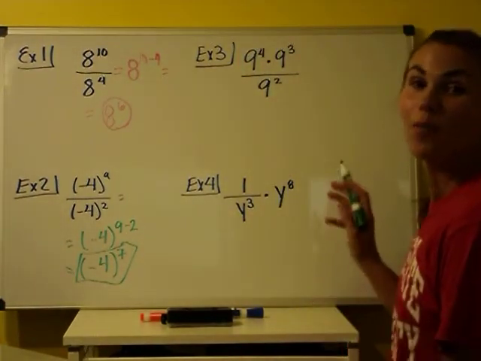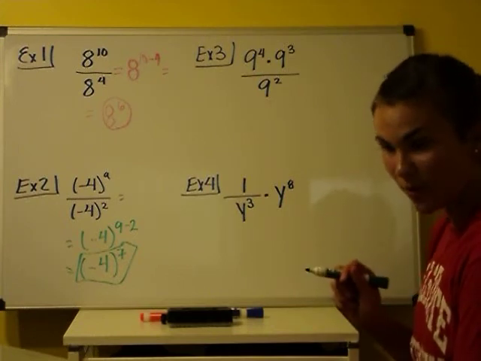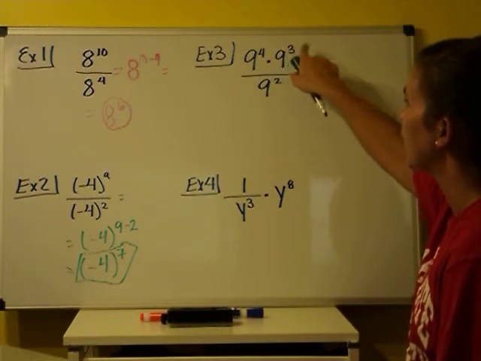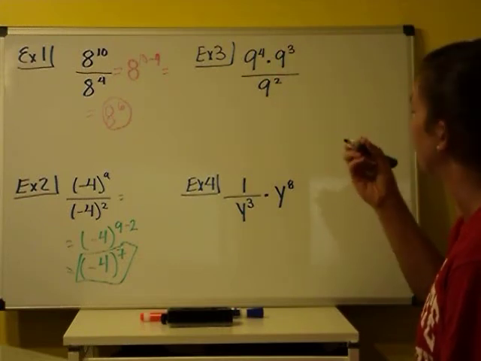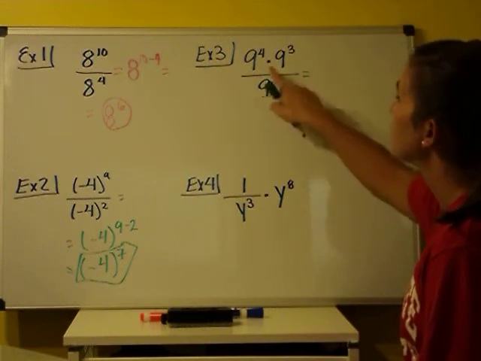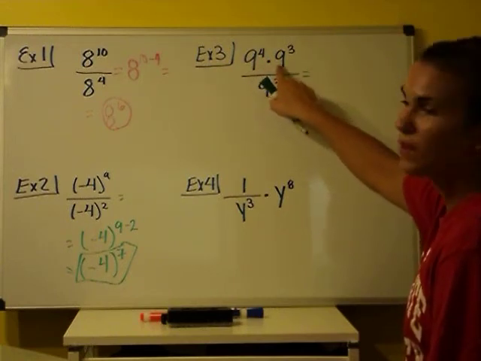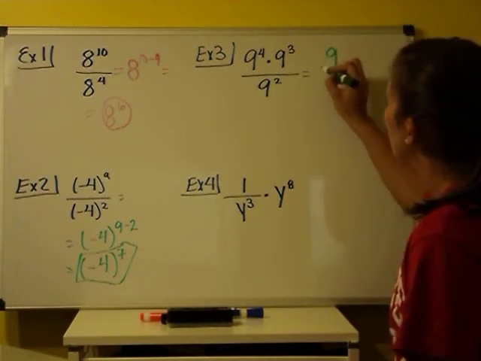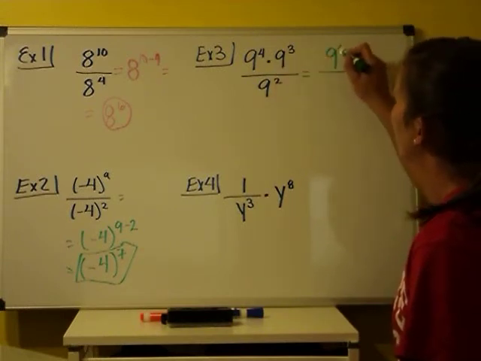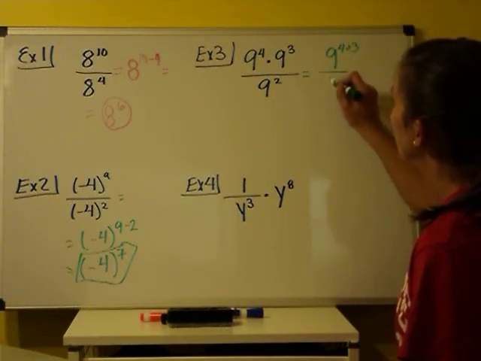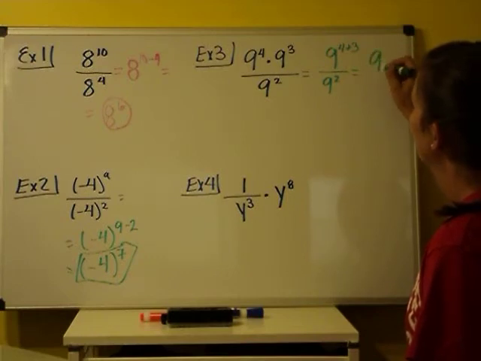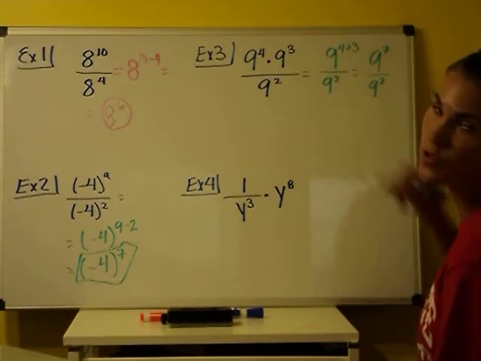Here we're going to apply a property that we learned yesterday along with the property that we are learning right now. So here we have 9 to the 4th times 9 to the 3rd, all divided by 9 squared. Yesterday we had this product property where when we multiply things with the same base, we can add their exponents. So in the top, we're going to keep our base and then add 4 plus 3. And then we're dividing that by 9 squared. So that's going to give us 9 to the 7th divided by 9 squared, because 4 plus 3 is 7.